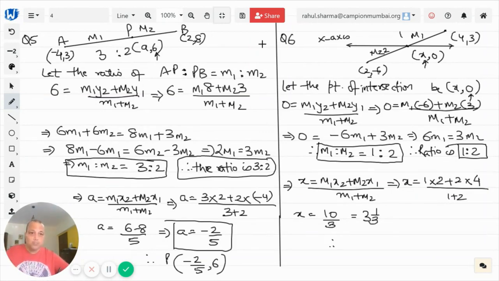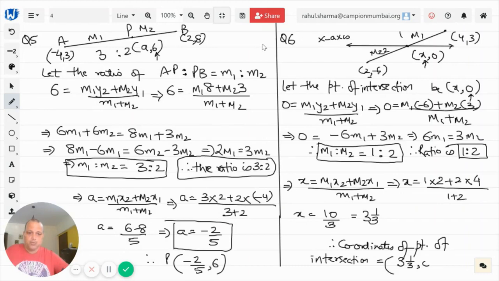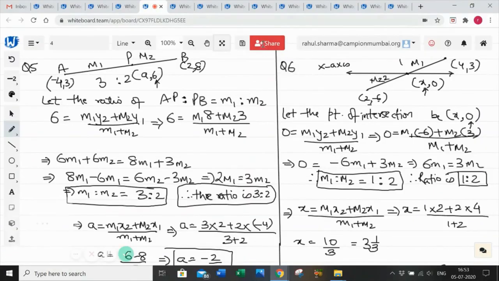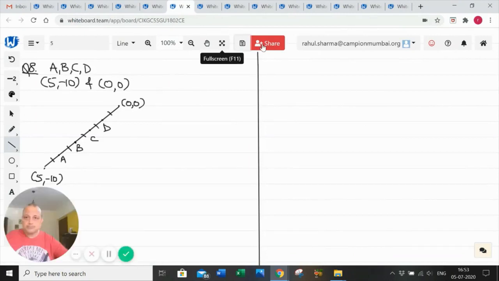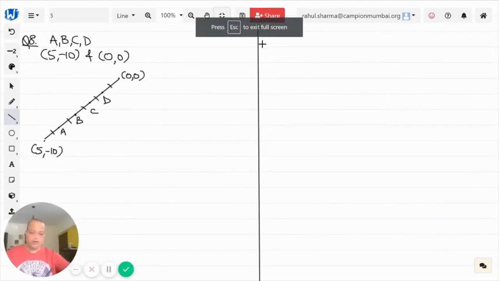Therefore, what's the point? They have not named the point. So coordinates of point of intersection is equal to 10 upon 3 comma 0. Perfect. So this is 10 upon 3 comma 0. Let's look at the next question. The next question that we'll do will be question number 8. Let's look at question number 8.